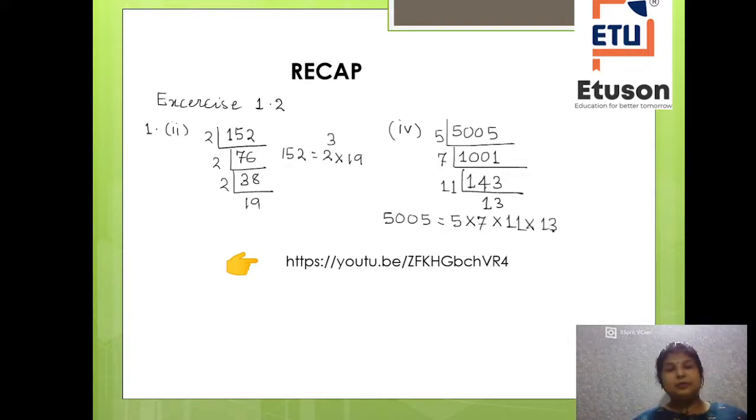You can see that I have given a YouTube link here. The link which I have provided in this slide is nothing but the link for the previous video in which I have discussed the concept of the fundamental theorem of arithmetic and also solved question number 1 of exercise 1.2. So please watch this video for clarification. Correct. So now let us go to today's topic.